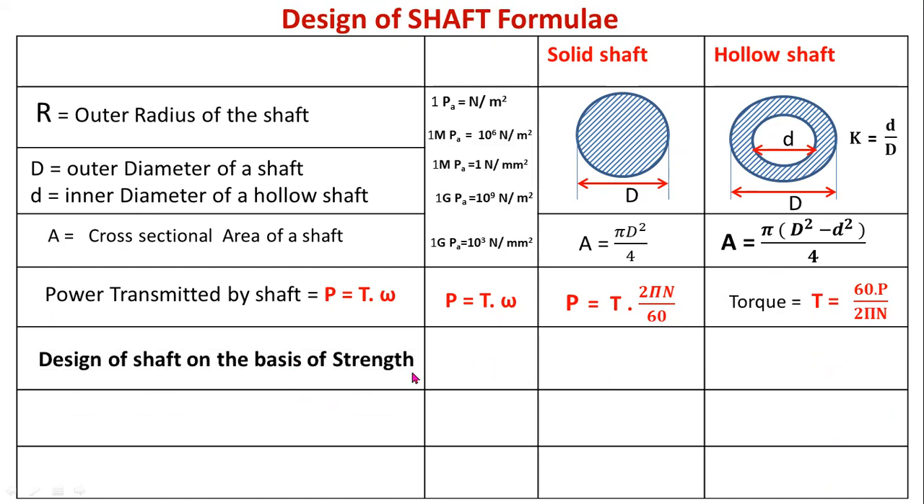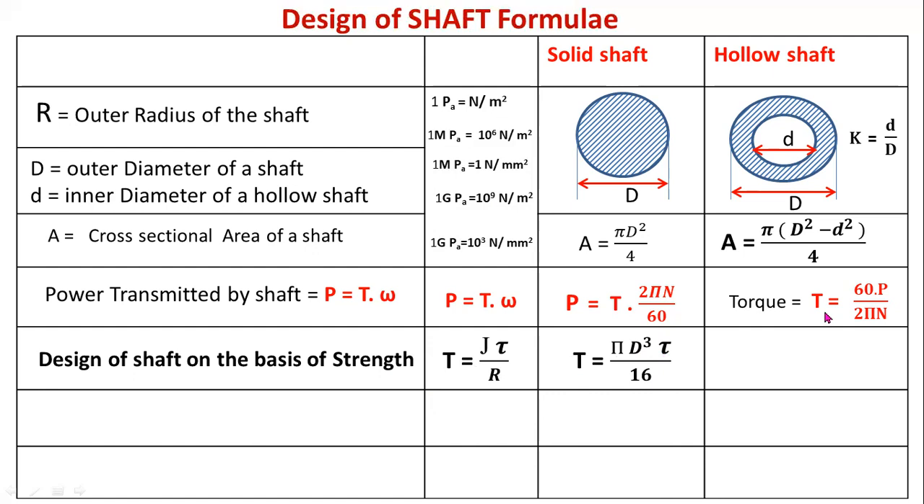If you want to design a solid shaft on the basis of strength, then you have to use this formula. From the torsional equation, tau by R equals T by J equals C into theta by L, you can get the value of torque for a solid shaft. Torque T equals pi d cube by 16 into tau. Tau is the shear stress induced in the shaft material. D is the outer diameter of the shaft.